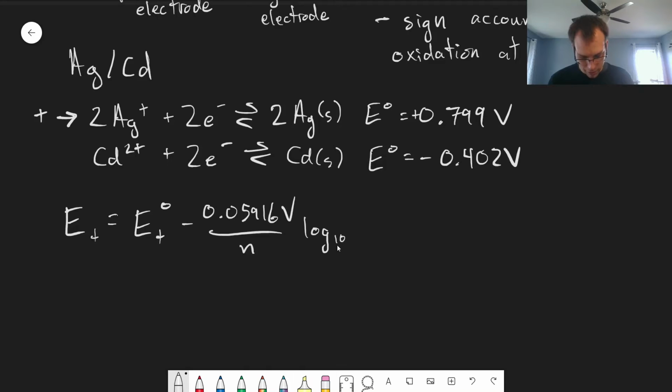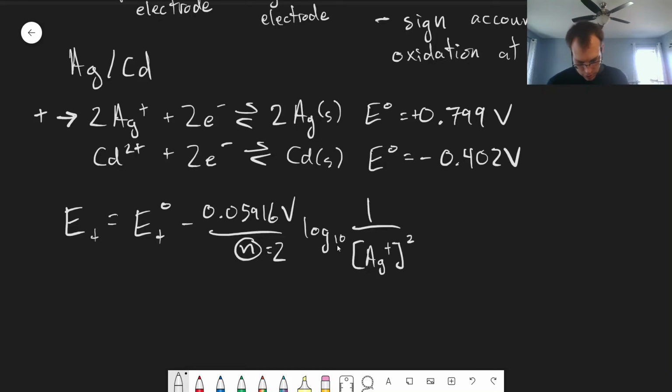So we're going to have products over reactants. Our product is a solid, so it doesn't show up. We're going to have 1 over the concentration of silver squared. And one thing to look out for here, I can also substitute this n, which is equal to 2. This is one reason I wrote the balanced equation, to make sure I have the correct numbers here. We do need those to match up.